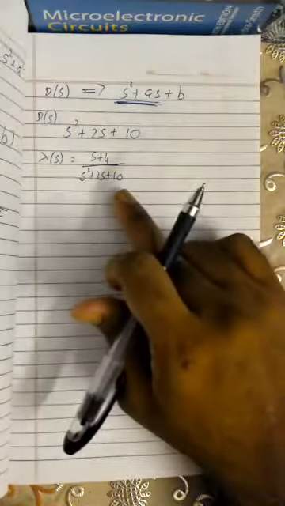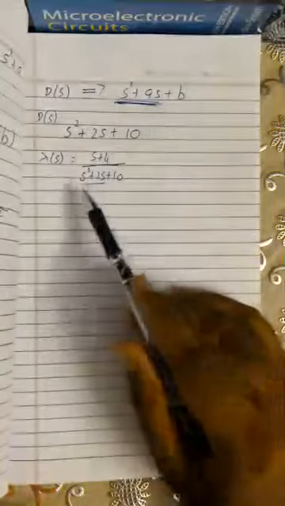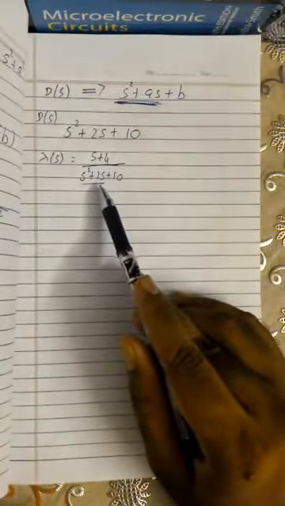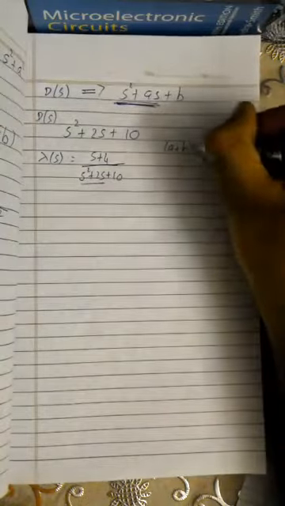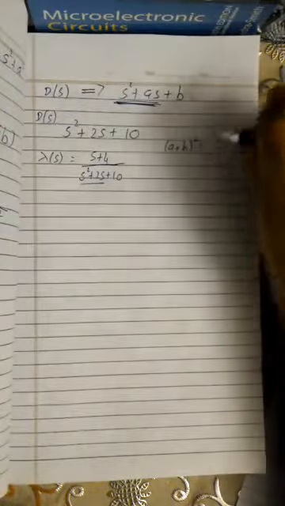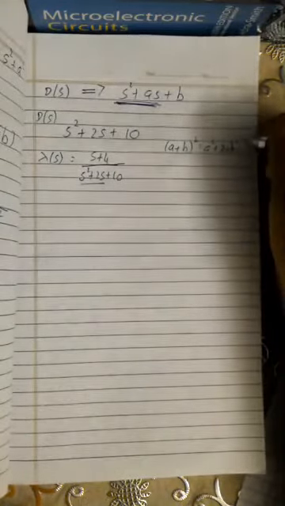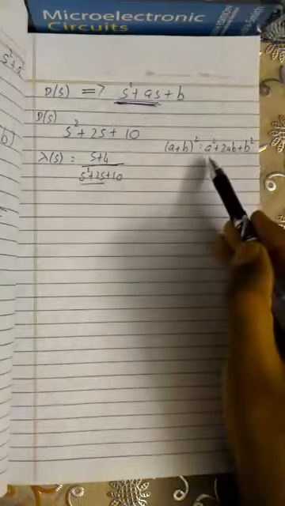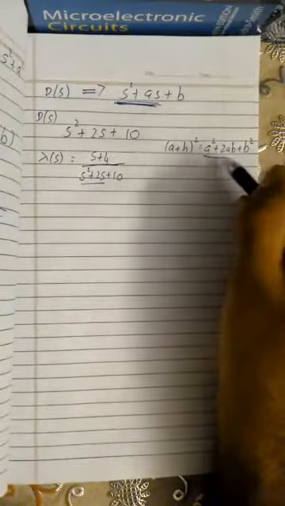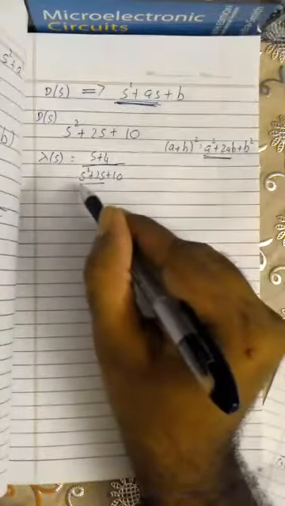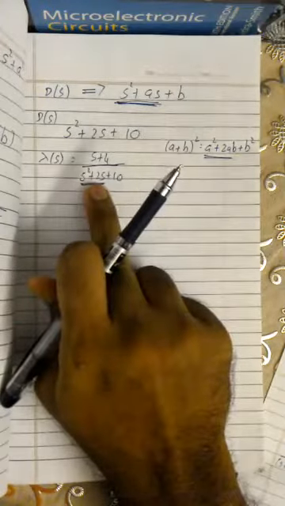And how you separate it is, simply look at the first two terms. Here it is given s square plus 2s. You need to familiarize yourself with the identity: a plus b the whole square is a square plus 2ab plus b square. So that's what I said, you need to look at the first two terms. Here you can see it is 2s.